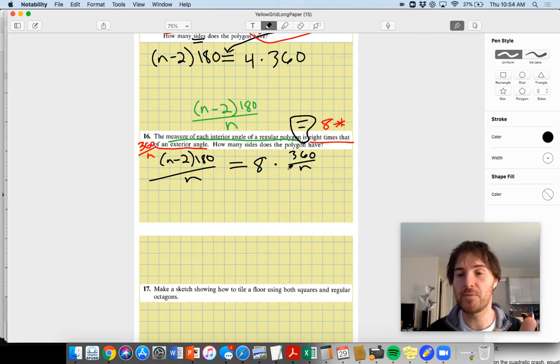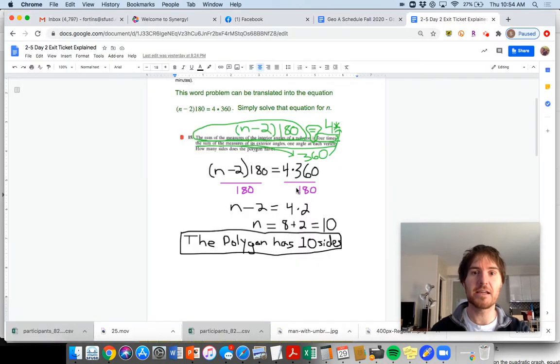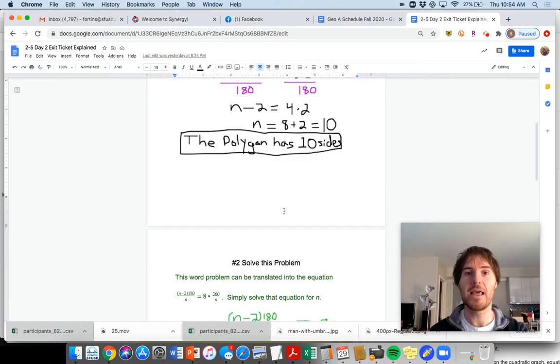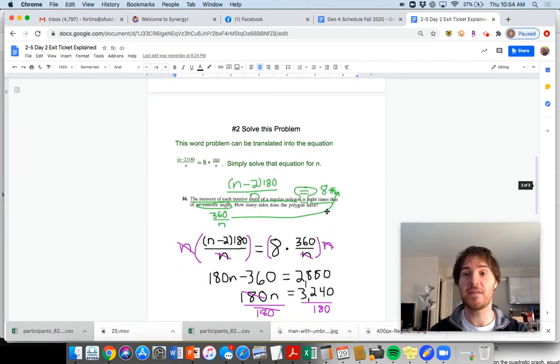Okay, very similar to the lesson we had the other day. I showed you how to solve something like this with n in the denominator. So I'm not going to go through that now for the sake of time, for the sake of your focus, but this is on the exit ticket explain sheet.